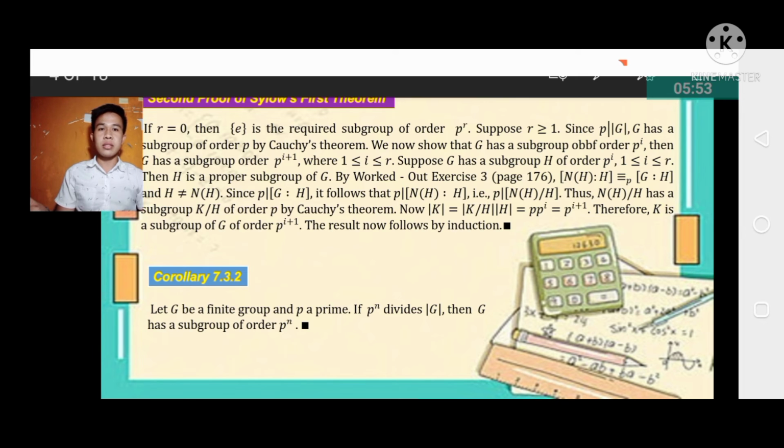Is it true or not? So tinuod gid siya. 3 divides 6. So meaning 3 is a divisor of 6 because this divisor siya. Ang 3 is divisor siya sa 6. So naka-conclude siya. Then group G, mo na to finite group G nga order p to the rest of n times m na asa subgroup nga p to the rest of n. Mo na siya that is the muna siya gipasabot sa corollary 7.3.2.